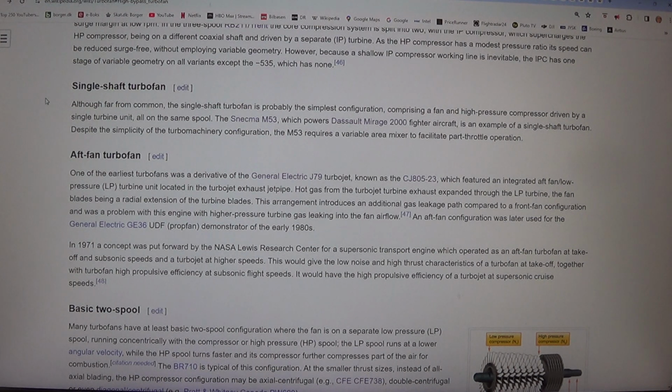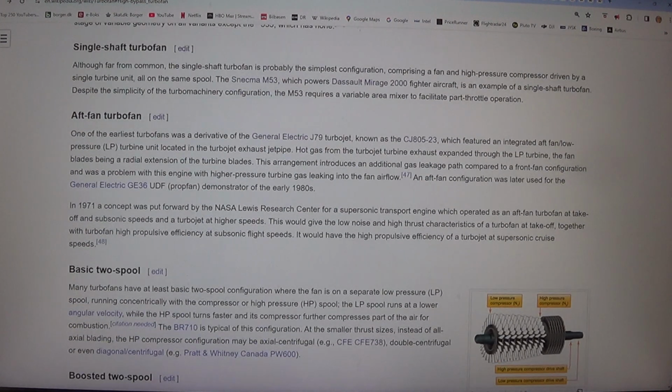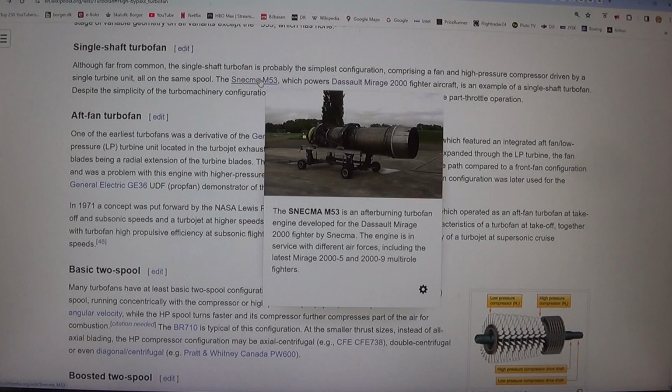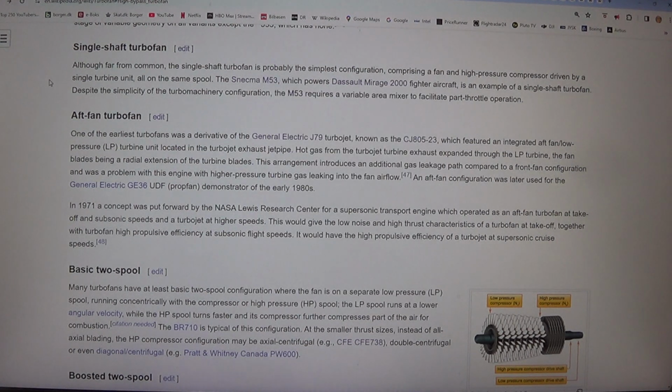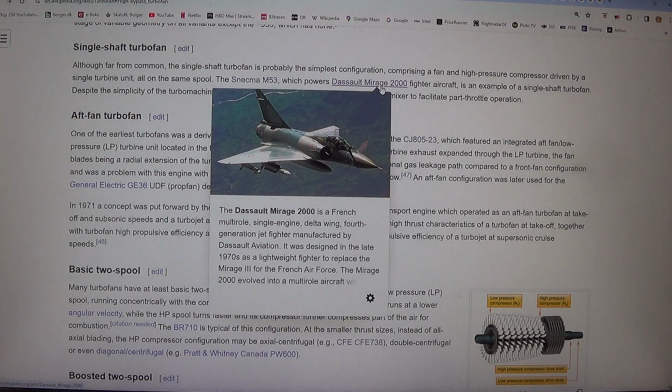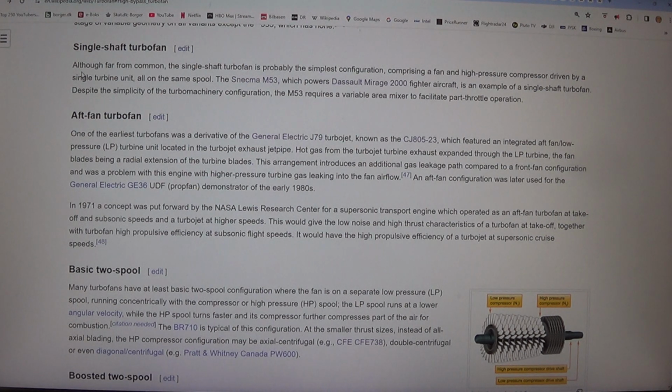Single shaft turbofan. Although far from common, the single shaft turbofan is probably the simplest configuration, comprising a fan and high pressure compressor driven by a single turbine unit, all on the same spool. The Snecma M53, which powers Dassault Mirage 2000 fighter aircraft, is an example of a single shaft turbofan. Despite the simplicity of the turbomachinery configuration, the M53 requires a variable area mixer to facilitate part throttle operation.